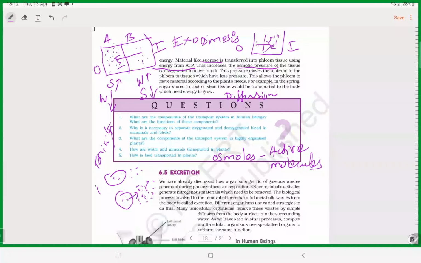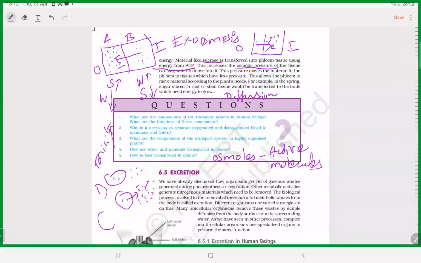Here water is not moving in and out because it is similar tonicity in the first condition, with the same concentration of solutes in and out. So water is not moving in and out. Equilibrium. Here there is a high concentration of solute outside, so osmotic pressure is there. There is a difference in pressure in water: inside high water potential, outside low water potential. Obviously, water moves from high potential to low potential. A pressure gradient is present.